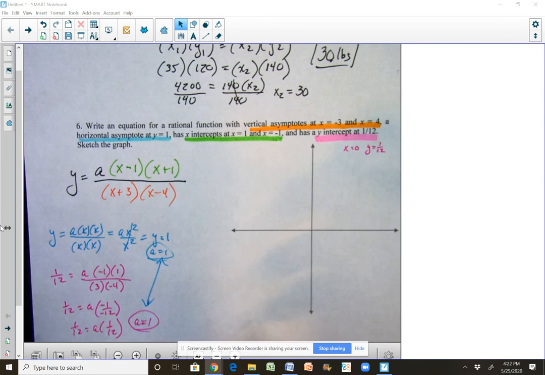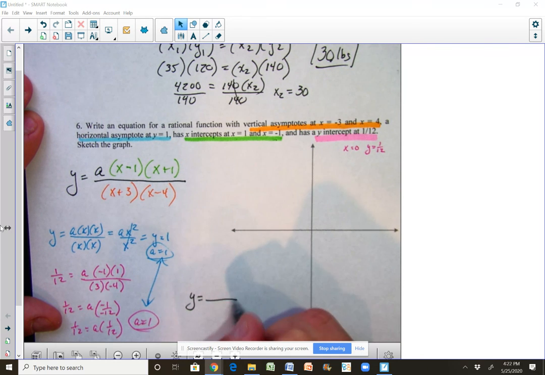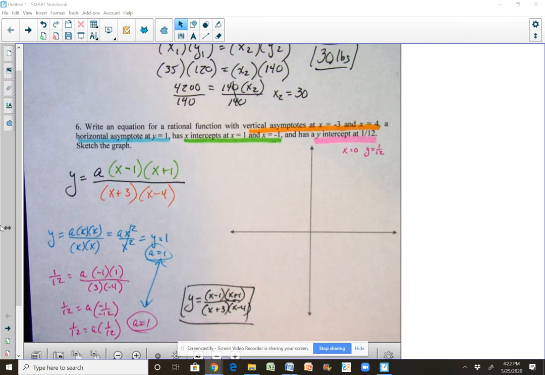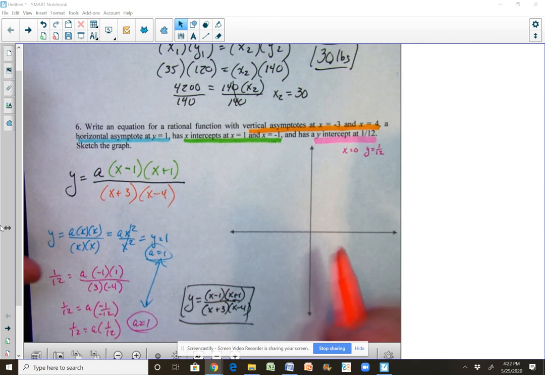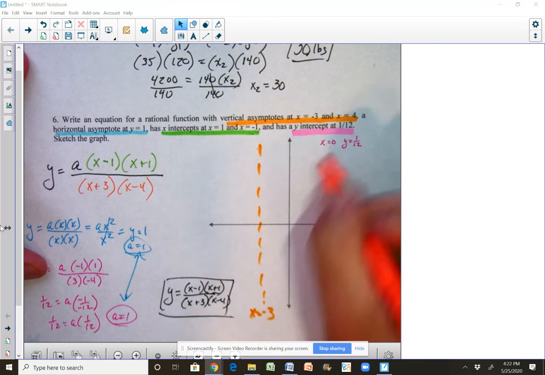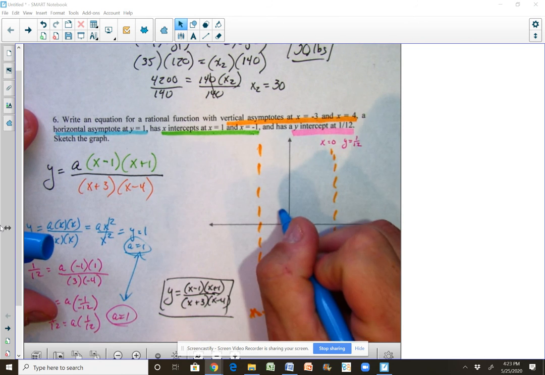So when I rewrite my final answer in this case, where it says write the equation, it's going to say y equals 1 times x minus 1 times x plus 1 over x plus 3 times x minus 4. There's your final equation that would match all of that information. You could go ahead and graph that in y1, and you'll notice that in your picture, you should see at -3, and at +4, those are your two vertical asymptotes. I'm going to have a horizontal asymptote at 1.